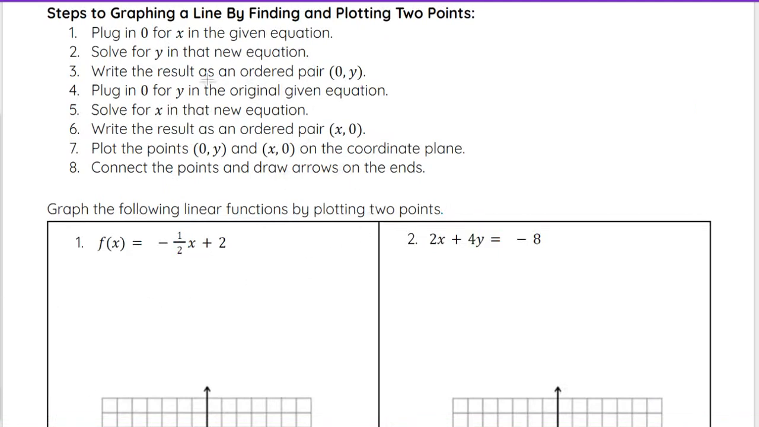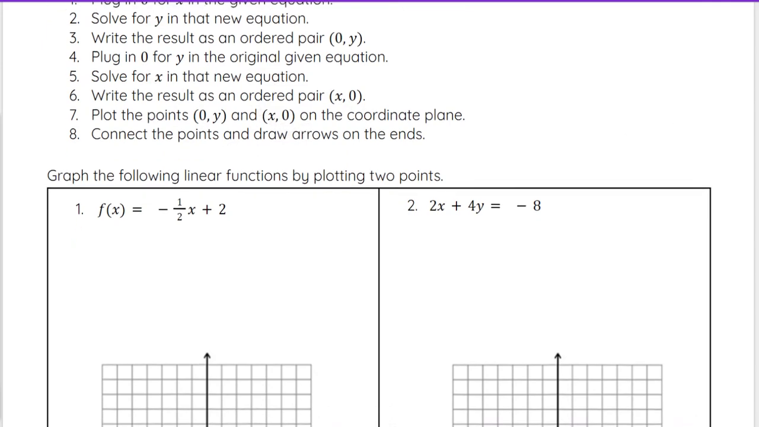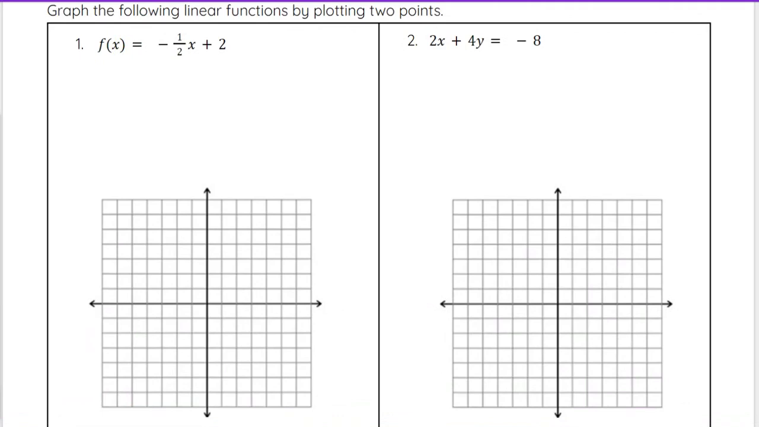So let's give it a try. So again, we're going to plug in 0 for x, solve for y, write it as an ordered pair. Plug in 0 for y, solve for x, write it as an ordered pair. Plot those ordered pairs, and then connect and draw arrows on the end. So let's try that with number 1.